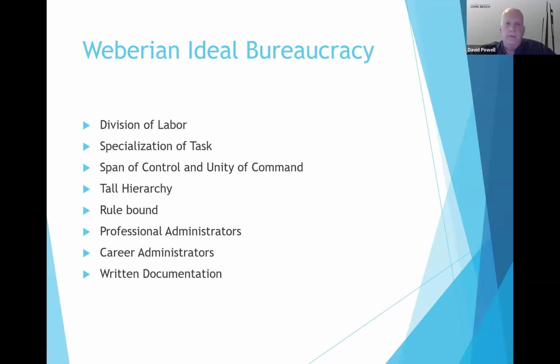These experts who work in this ideal bureaucracy are professional administrators. So they are professionals in that they have the requisite knowledge, skills, and abilities to carry out their jobs on a daily basis. There are also career administrators in that they view their position as a career, and they view their time in the organization from a very long-term perspective, seeing their work in this organization as being the work of a career.